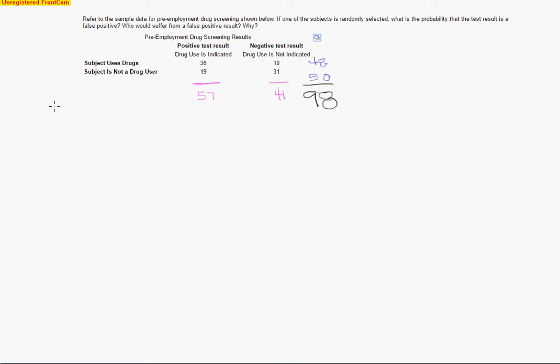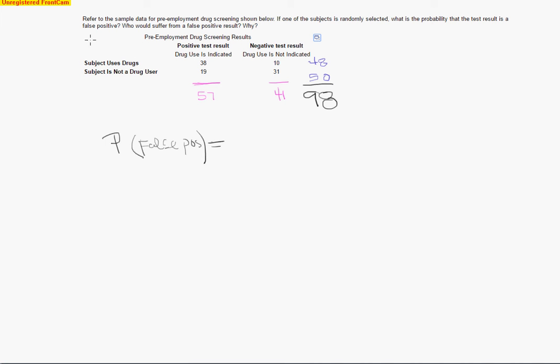Okay, so now the question becomes, what is the probability that the test result is a false positive? Well, we know that the probability of any event, in this case a false positive, is going to equal the number of ways you can get that, how many ways that can happen out of the total possible outcomes. So what is a false positive? A false positive is somebody who tests positive but doesn't actually use the drugs.